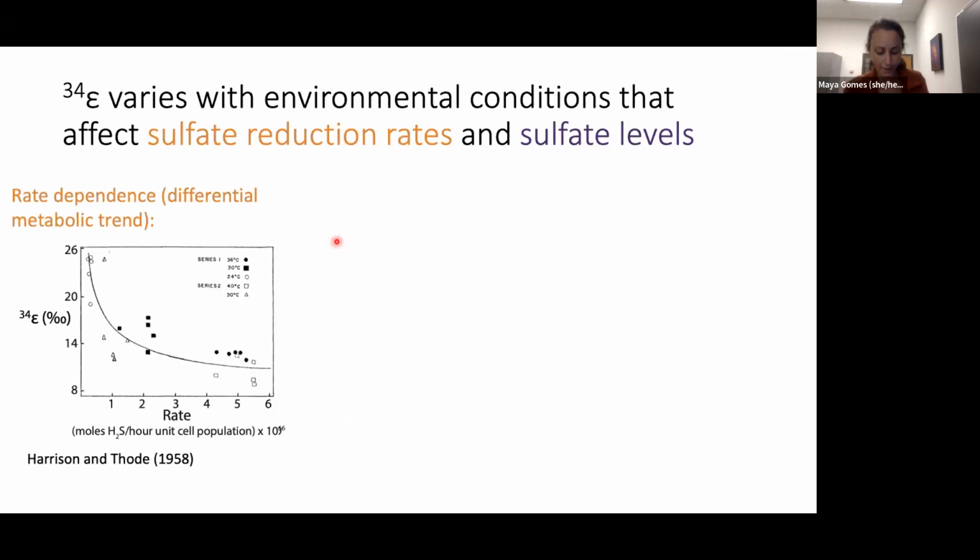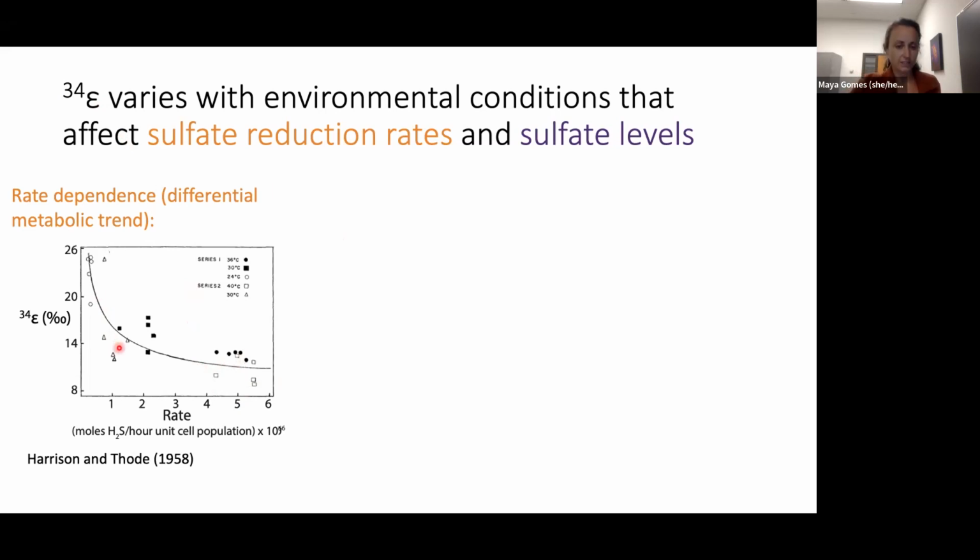Okay, so I told you that the sulfur isotope fractionation can be up to 70 per mil. What controls the magnitude of that fractionation? When you think about sulfur isotope fractionation, I want you to think about two things. One is sulfate reduction rates and the other is sulfate levels. So let's start with sulfate reduction rates. It's been known since the 50s that there's a negative relationship between sulfate reduction rate and fractionation. Higher rates of sulfate reduction usually tend to favor lower fractionations and vice versa.